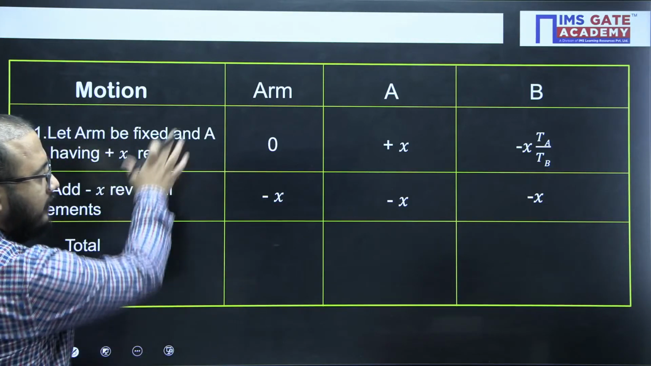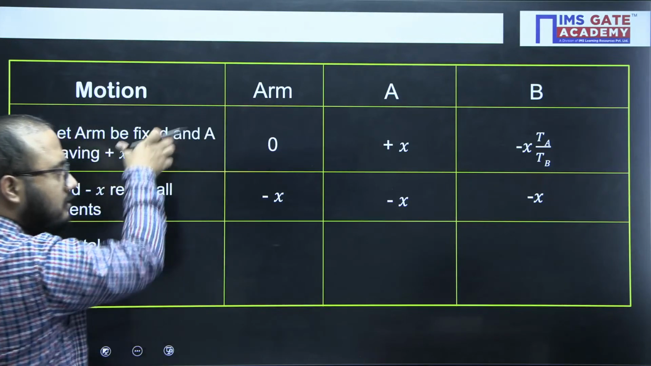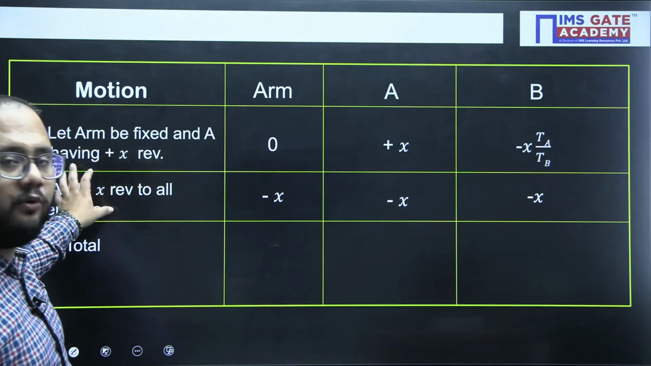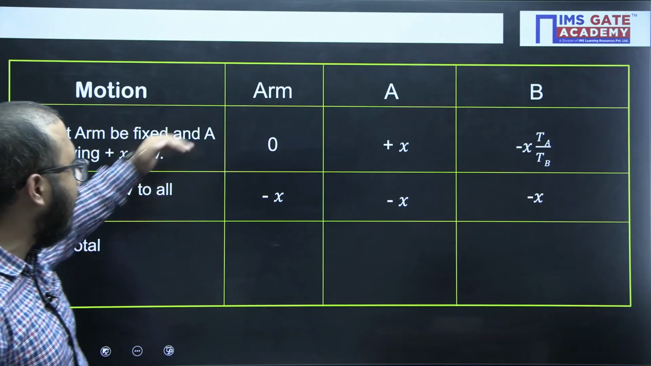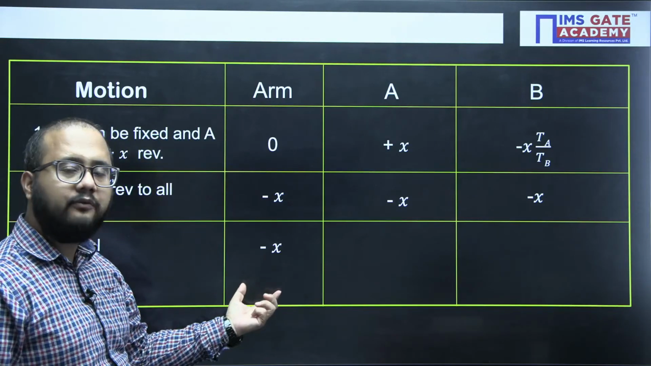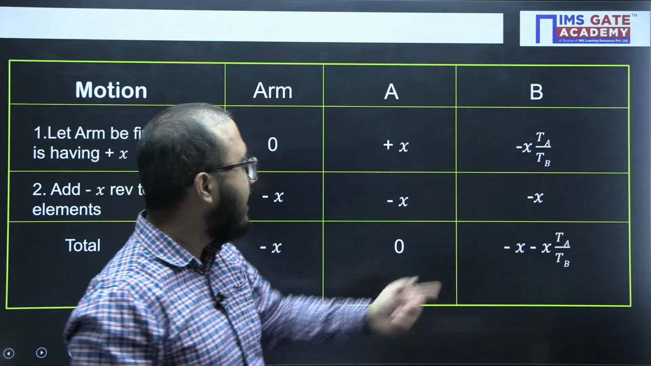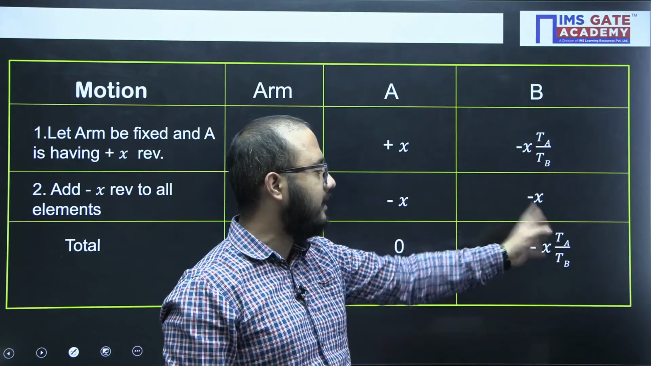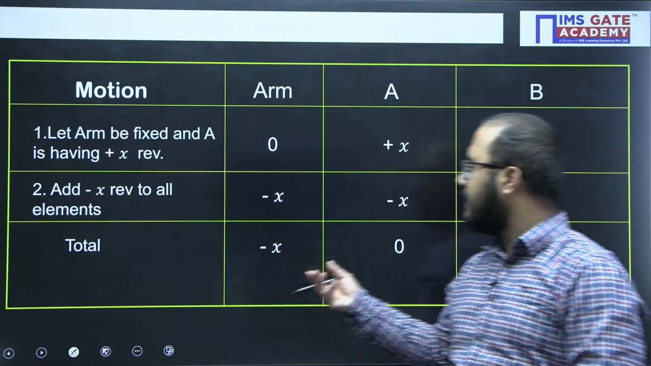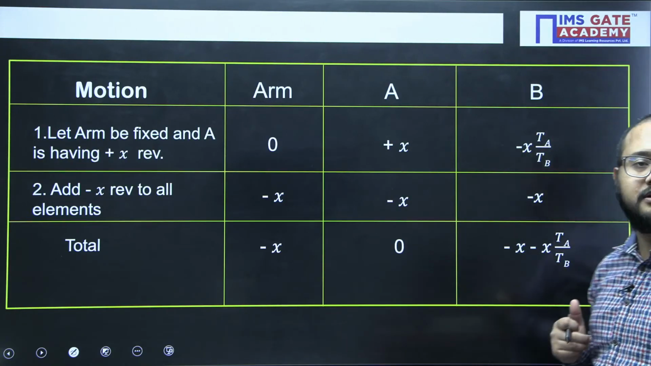If I do so, then what happens? Now I will do the total additions, because 2 motions I have considered. This is step 1, this is step 2. Now I will add the values here. So if you add the values, arm will have minus x, A will have 0, which is true as far as the question is concerned, and gear B minus x TA by TB. Finally, we got the answers: the arm speed, the speed of rotation of A, which is 0, and this is the speed of rotation of gear B.